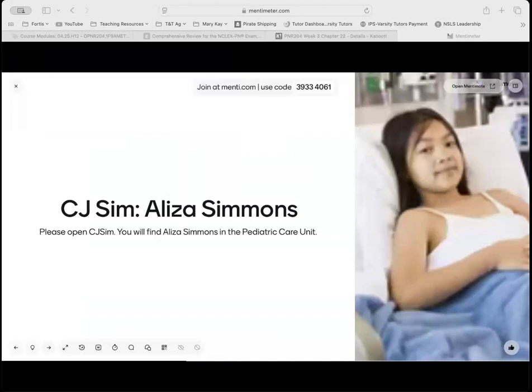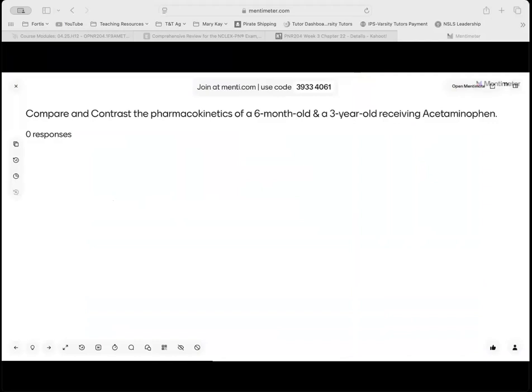So next thing we're going to look at is we are going to compare and contrast the pharmacokinetics. So how a medication works with a 6-month-old and a 3-year-old. So both of those patients are going to be receiving acetaminophen, which is everyday Tylenol. So if we are looking at how that medication reacts with them, who is going to absorb that medication faster? That 6-month-old or that 3-year-old?